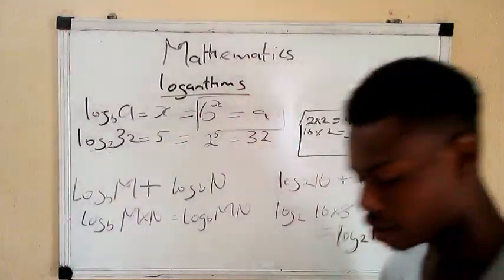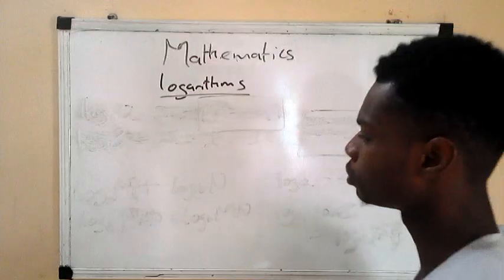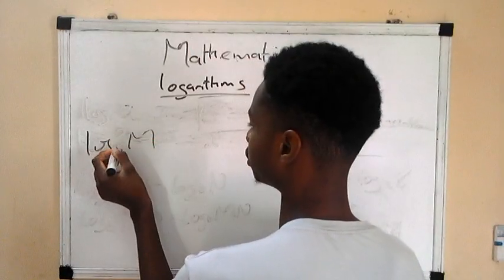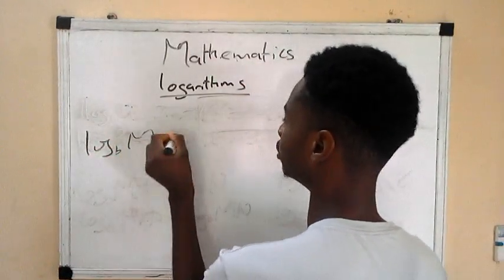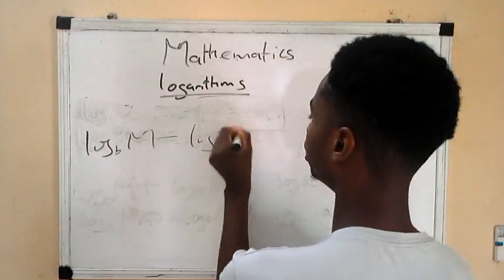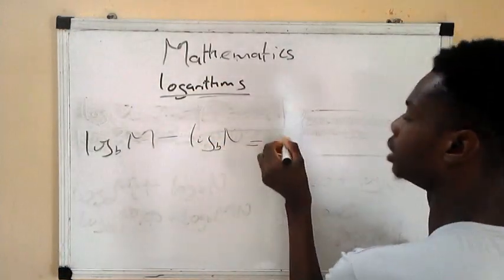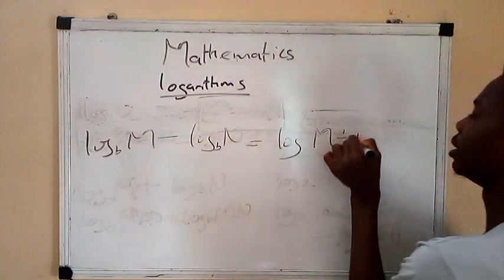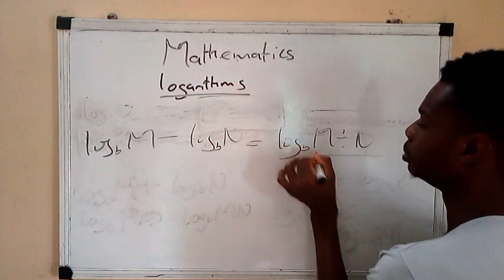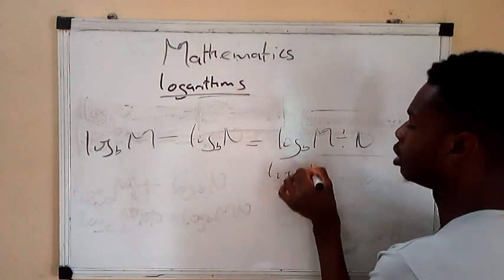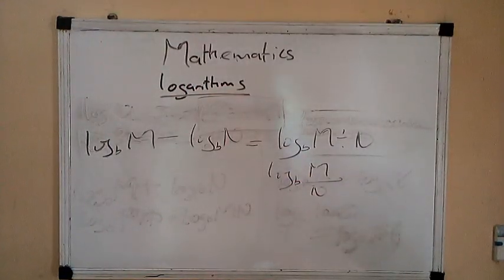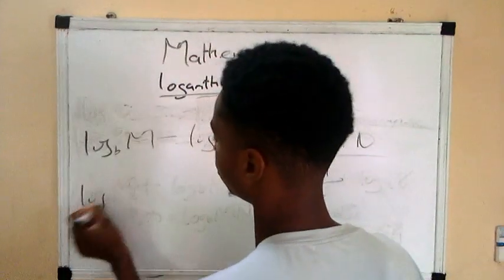Let's now go into the subtraction law. If I have log m base b minus log n base b, it is the same thing as me saying log m divided by n base b, or log m over n base b. Are you getting me here now? It's the same thing as this. Okay, can I proceed?